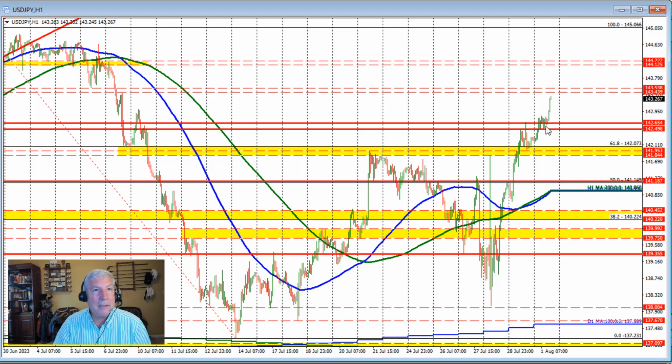What would hurt the bullish bias? Getting below the 61.8% retracement on the daily chart. That's at the 49 level. Getting below the 142.65 level ahead of that would also be hurtful to the bullish bias that we're seeing in trading here today. So there you have a complete look at the dollar versus yen.